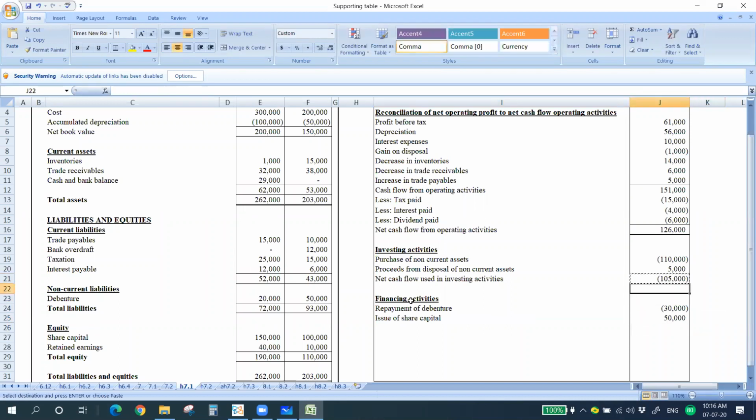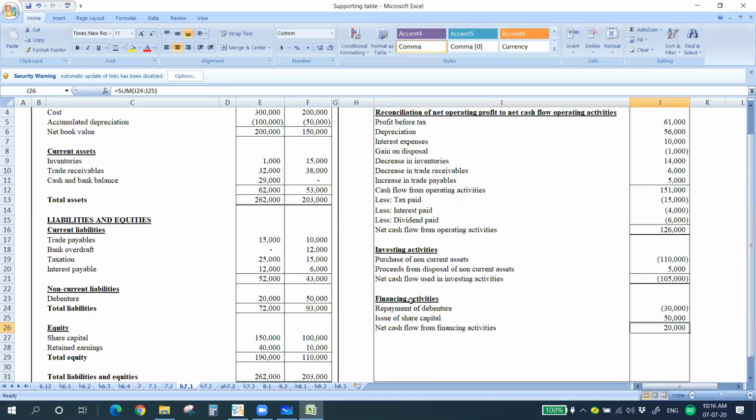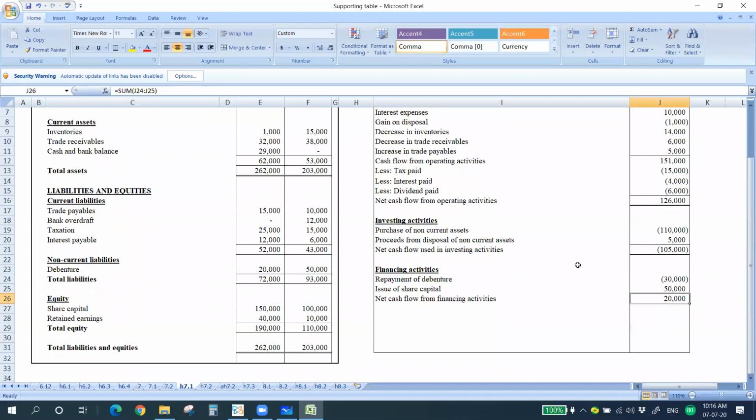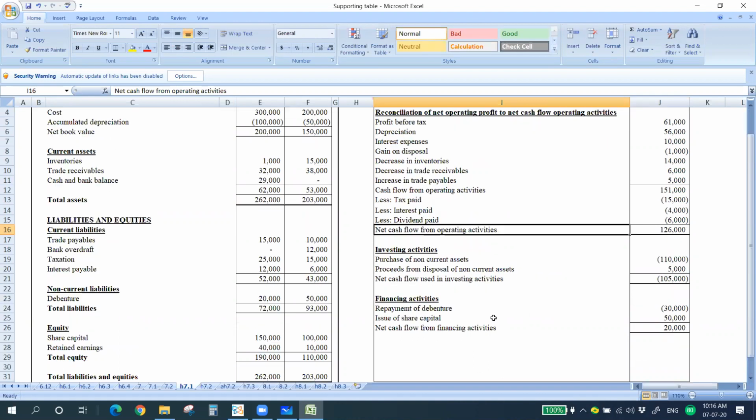Right? So the net amount is 20,000. So net cash flow from financing activities. Right? So basically we have completed our operating activity cash flow, investing activity cash flow, and also financing activity cash flow.